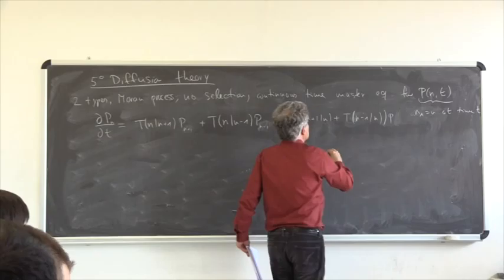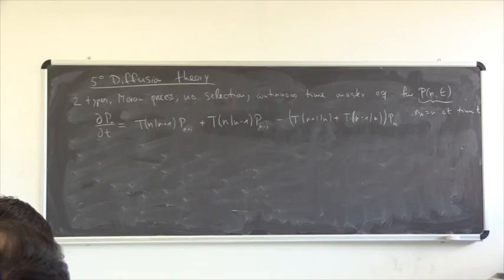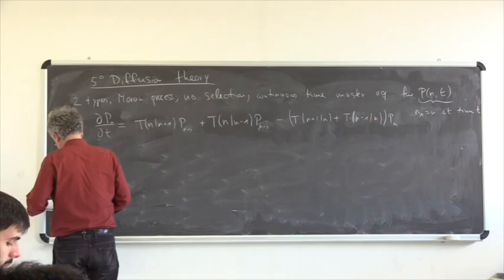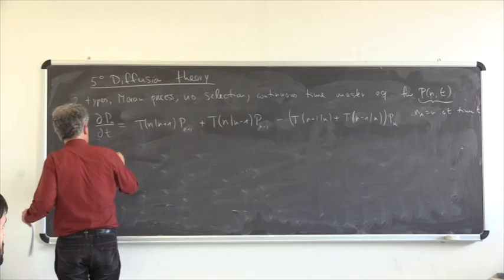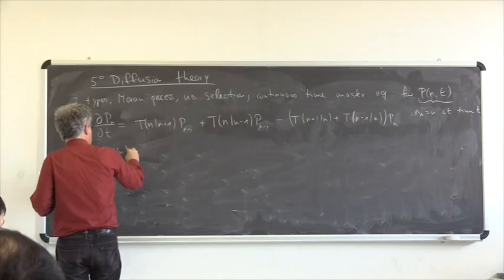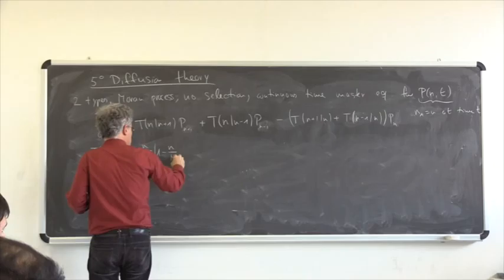Okay, so this is just the continuum time master equation, and now you recall in this case what these transition rates are. For the Moran model, this transition rate is the same for both cases. It's equal to n over N. So this is what we have to take.